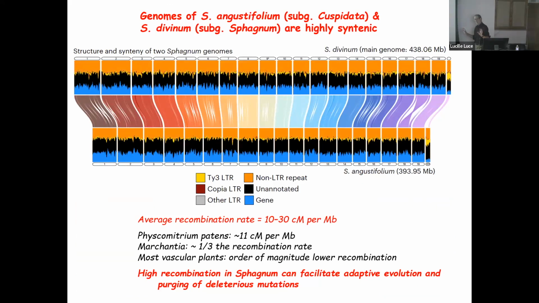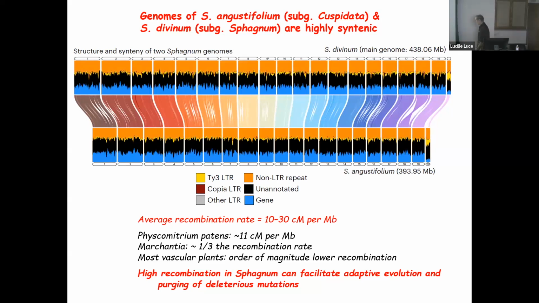I don't want to spend my time talking about the genome project per se, because from my point of view, that's just background information that facilitates what we want to do in terms of learning about evolution. But I'll just tell you, there's a high level of synchrony between these two reference quality genomes. The average recombination rate was quite interesting. It turned out to be quite high, about the same as the moss model Physcomitrium patens, about a third to two thirds higher than the model liverwort Marchantia. And compared to most vascular plants, the recombination rate in these Sphagnums is an order of magnitude higher.